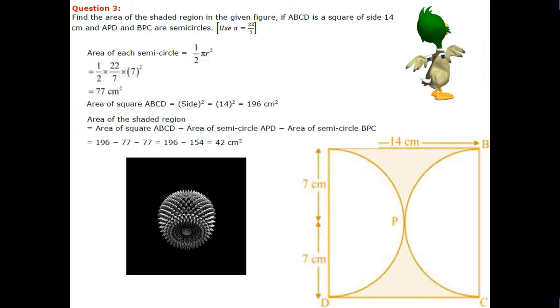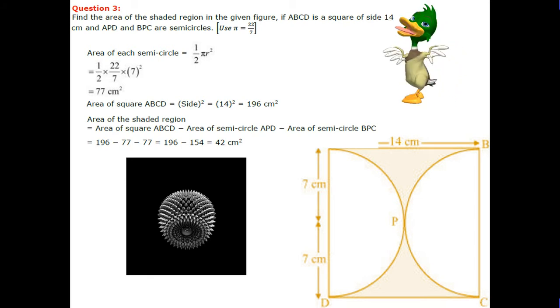So students, question number 3, find the area of the shaded region in the given figure. ABCD is a square, side 14 centimeter. APD and BPC are the semicircles, using pi equal to 22/7. Area of semicircle 1 by 2 pi r square, 1 by 2 into 22/7 into 7 square, that is 77 centimeter square. Area of square ABCD is equal to side square, 14 square, 196. Area of shaded region is equal to area of square ABCD minus area of semicircle APD minus area of semicircle BPC. 196 minus 77 minus 77, that is 196 minus 154, 42 centimeter square.